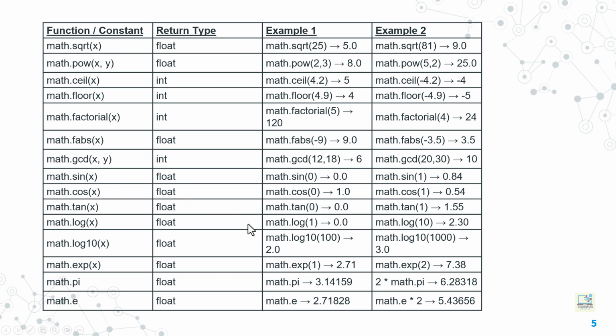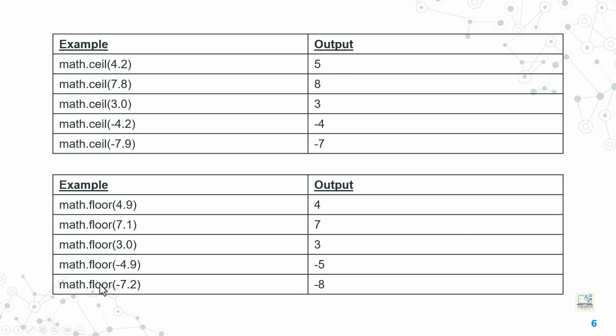Examples are given. Then we have logarithm functions. So these are the logarithmic functions given here. Two are there, log and log base 10. Then exp is there. Then pi and e, which I explained. These are the constants. There are a few more examples of ceil and floor for better understanding.